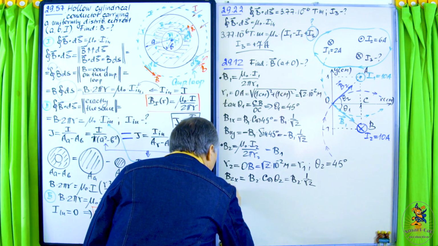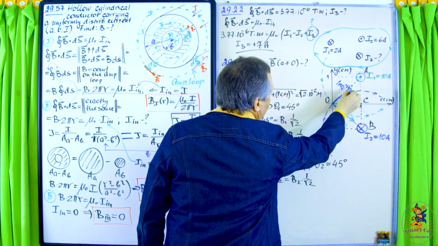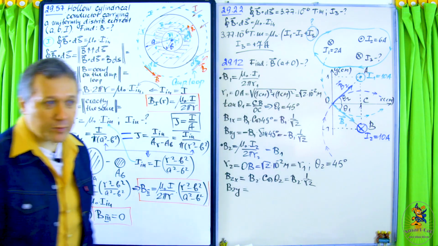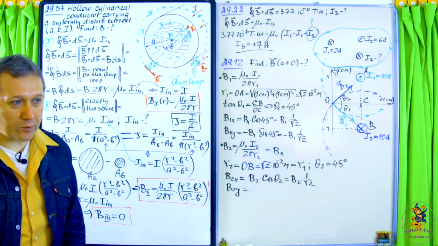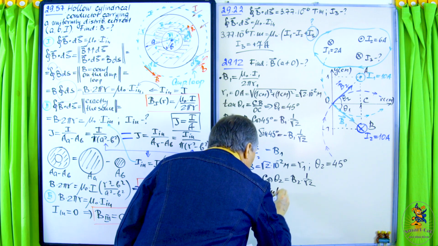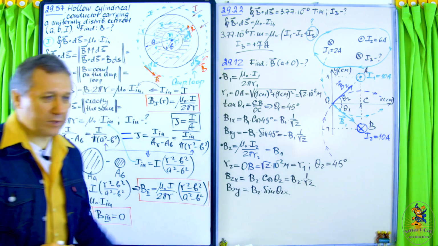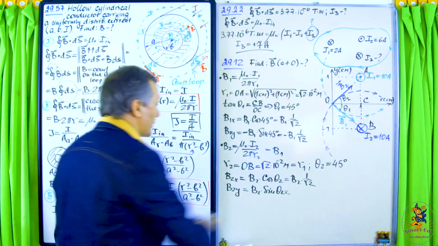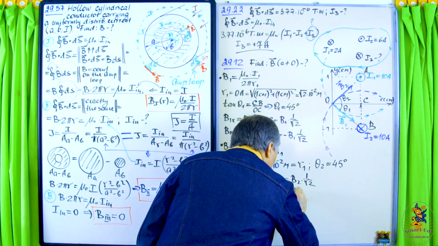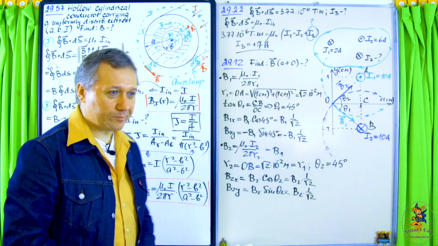Cosine of 45 degrees, so just remember it's 1 over square root of 2. And the y component. It's that way, up, in the positive y direction, so it must be positive. And sine of theta 2 must be used, of course. So it will be B2 times sine of theta 2. Okay, let me hold you for an extra 2 minutes, guys. Basically we're almost done. We just need to add the corresponding components, that's it. So it will be B2 times 1 over square root of 2.